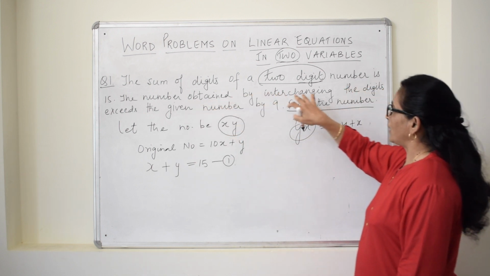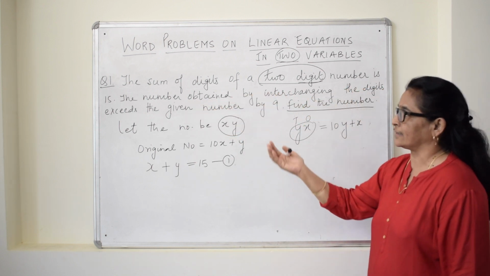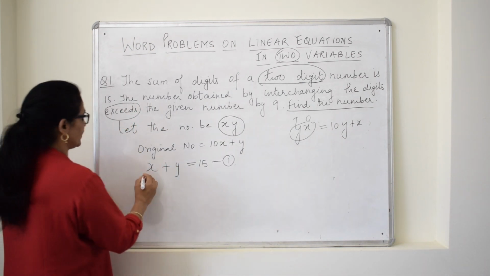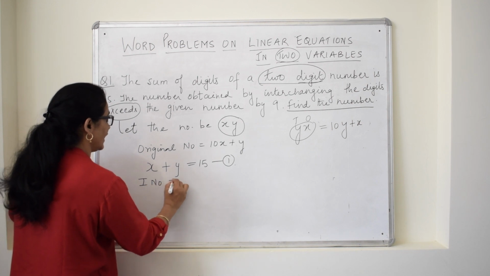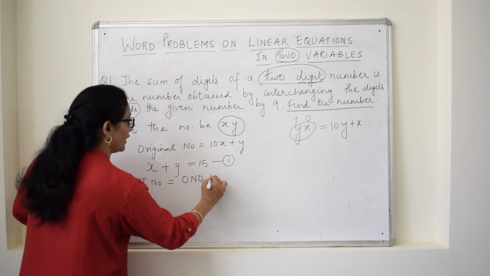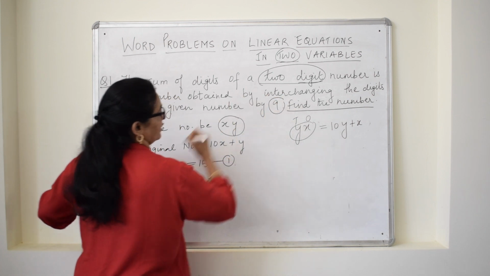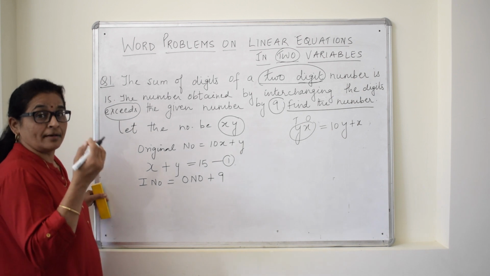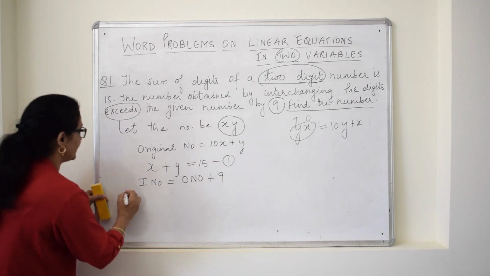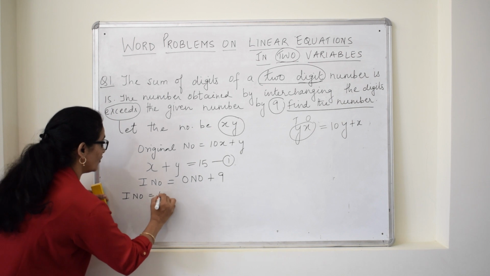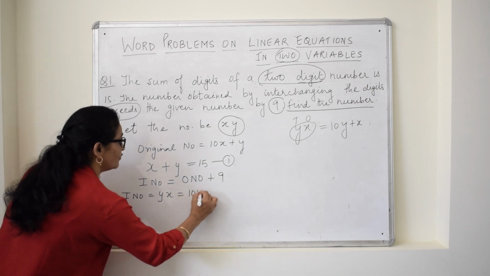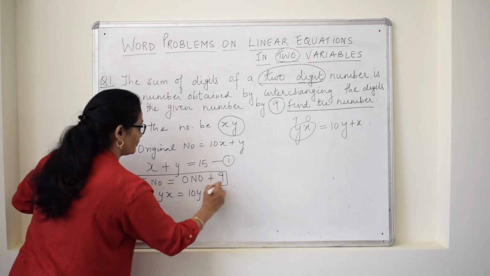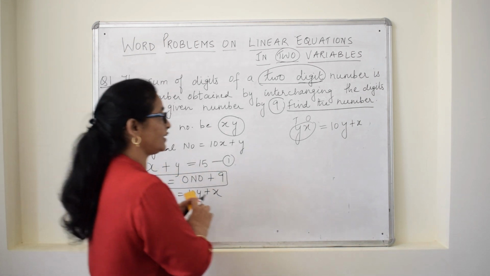So the number obtained by interchanging the digits exceeds. Look at the words. Exceeds means more. So the interchanged number exceeds the original number by how much? 9. So this is our equation. Before that, first we will see what our interchanged number is. So the interchanged number will be yx and that will be 10y plus x. Now we will apply this condition. So that will give us the second equation.